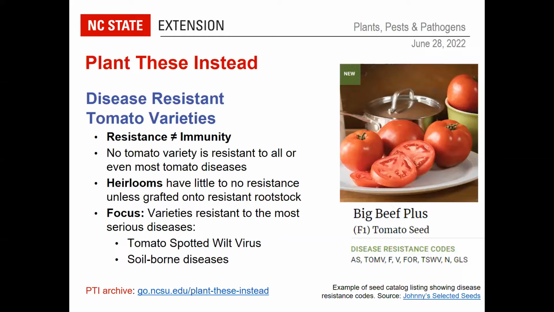We're going to do the Plants These Instead feature now because it links so nicely to the tomato presentation. So once you're set up, we'll get going. Thank you. Yes, let me get my screen share up. Okay. All right.